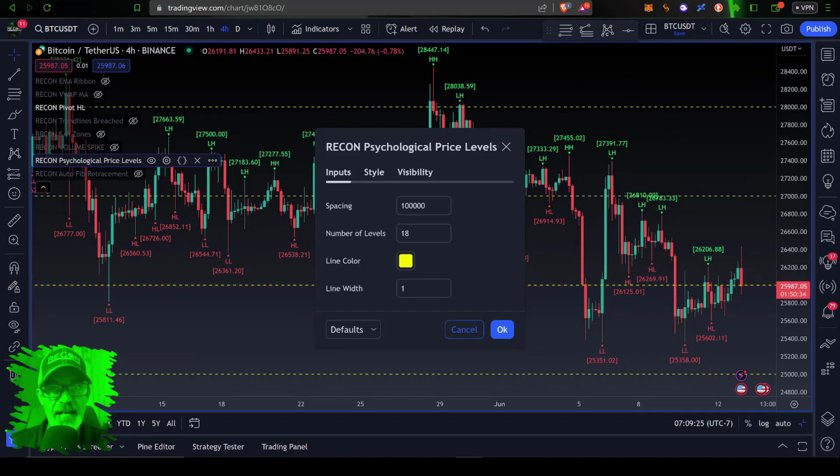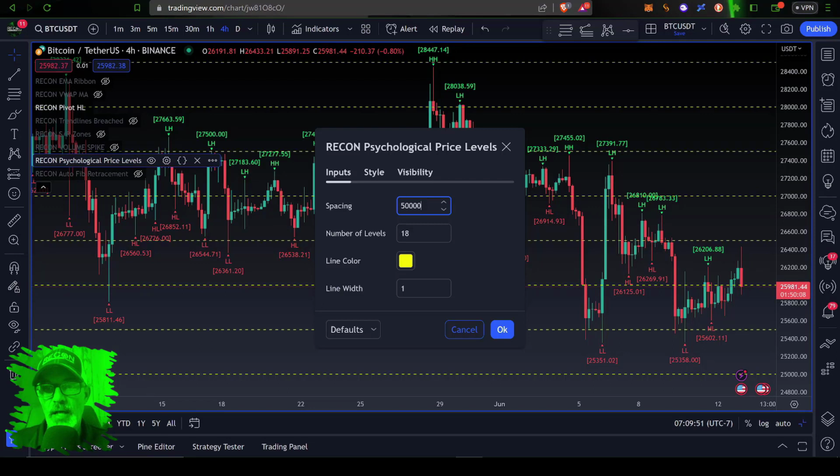Now, depending on the asset you're trading and its current price, the spacing size will vary, and you'll have to dial it in to meet your objective for that particular chart. In this case, I'm going to stick with 50,000. And that will draw in levels every $500 on Bitcoin's price.